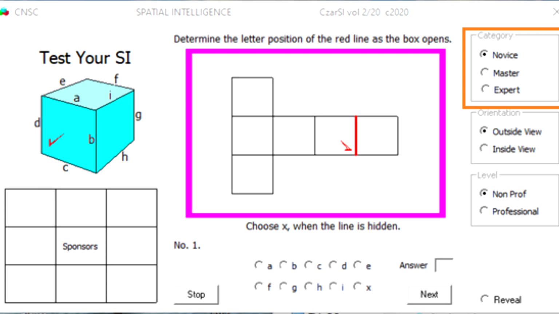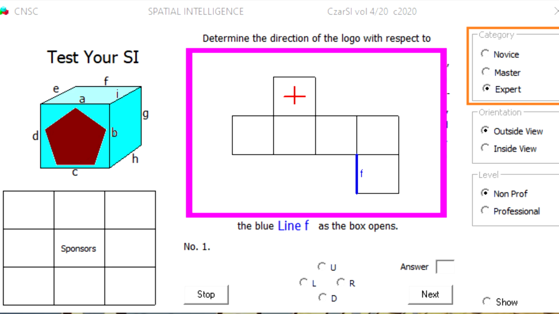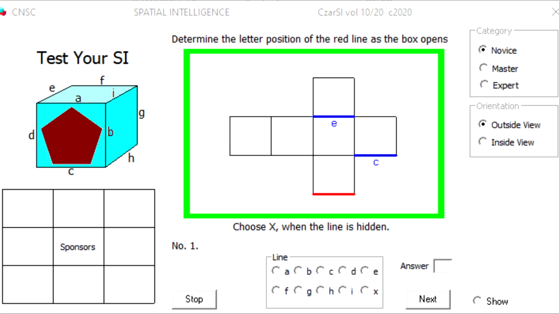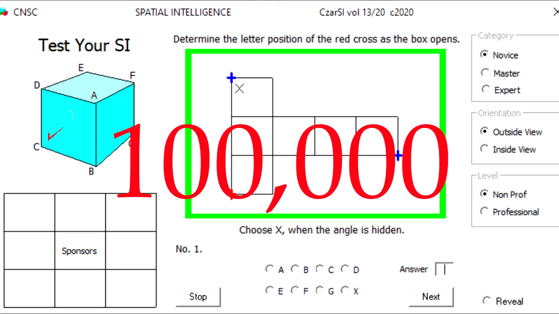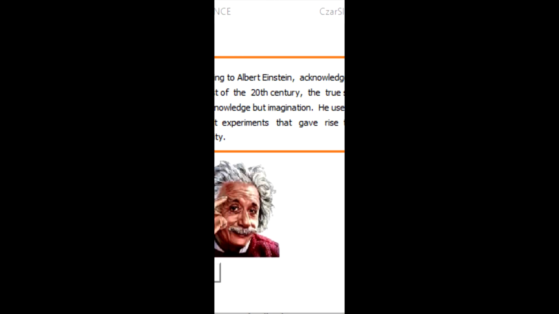The novice takes only the basic rotation and the opposite. The master takes the first 4 rotations and their opposites, while the expert takes all the 8 rotations and their opposites. This makes more than 100,000 random combinations per pattern.